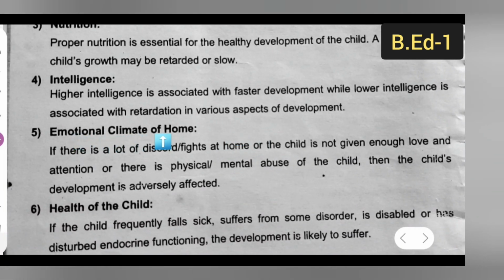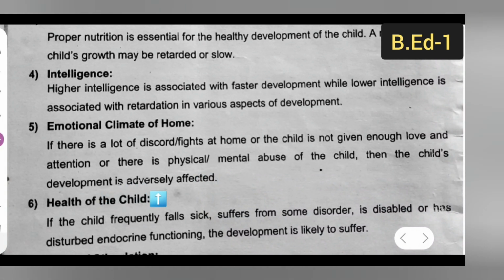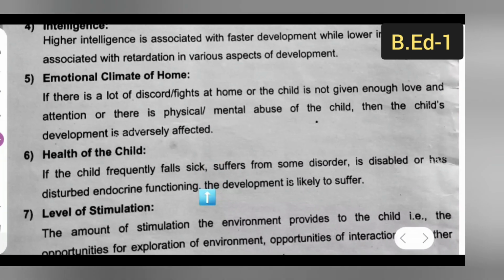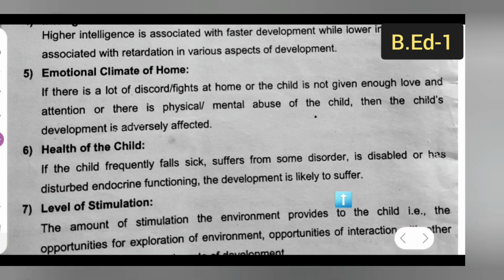Next is emotional climate of home. If there is a lot of discord, fights at home, or the child is not given enough love and attention, or there is physical or mental abuse of the child, then the child's development is adversely affected. Health of the child: if the child frequently falls sick, suffers from some disorder, is disabled, or has disturbed endocrine functioning, the development is likely to suffer.